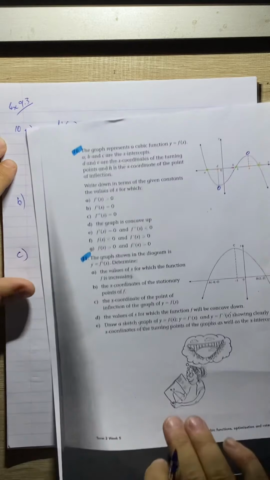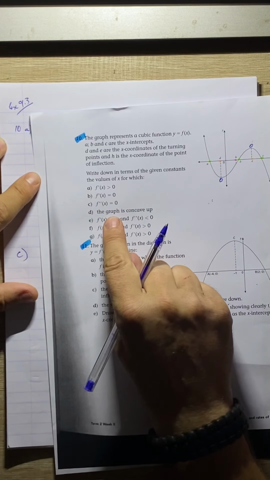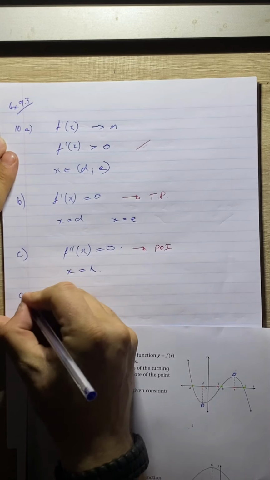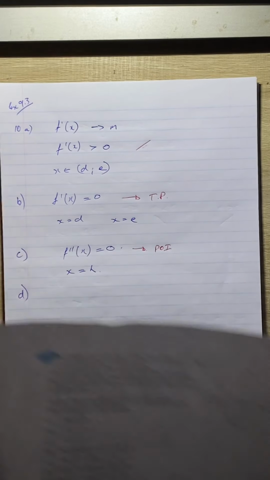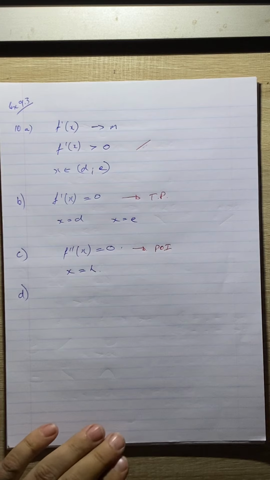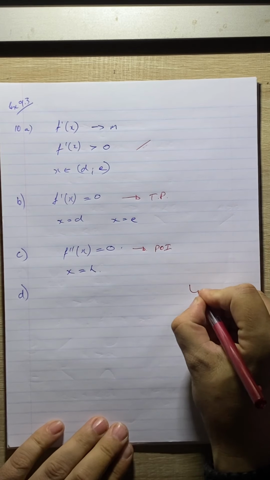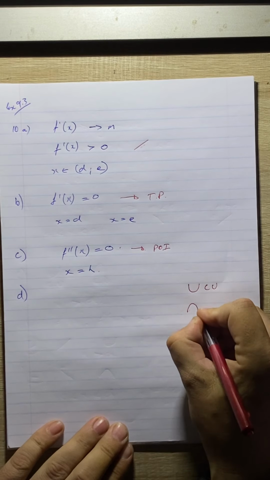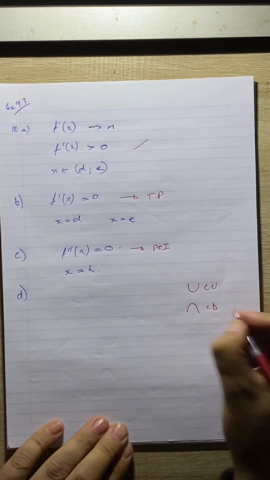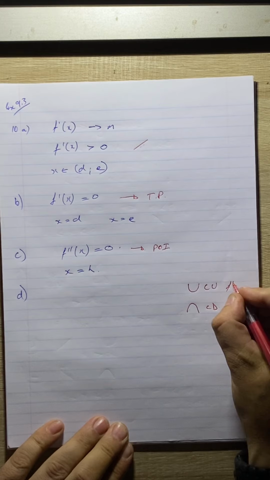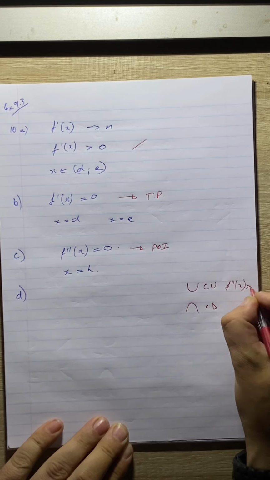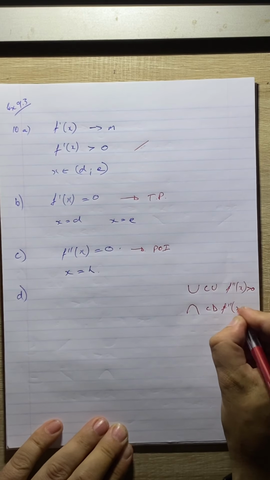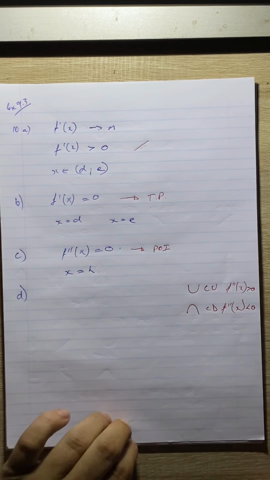All right, so now question D, where is the graph concave up? So what I want to do here is summarize concave up and concave down. So concave up is in that direction. So this is concave up. This is concave down. Concave up happens when f double dashed of x is greater than 0, and concave down happens when f double dashed x is less than 0.